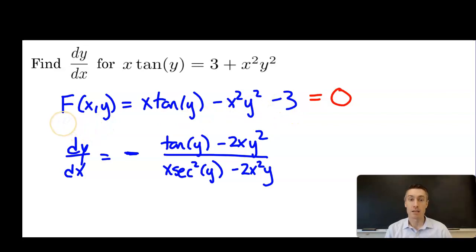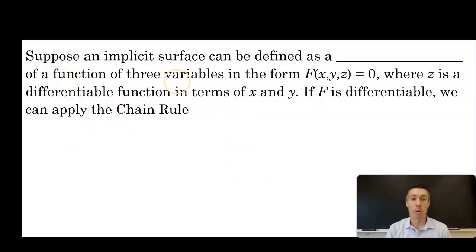So can this be extended to implicit surfaces? If it works for implicit curves, can it be extended? And the answer is yes. So suppose an implicit surface can be defined as a level surface of a function of three variables in the form f(x, y, z) equals 0, where z is differentiable in terms of x and y. Essentially, now imagine a surface where we can't solve for z to do our partial derivatives, but we still want to find the partial with respect to x and the partial with respect to y.